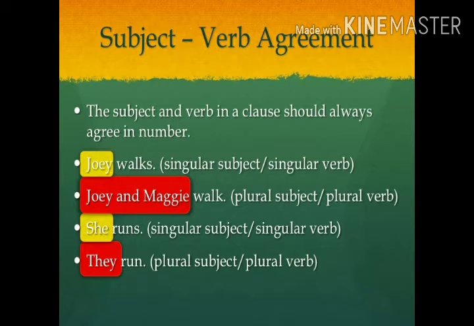She runs. She is a singular subject. So the singular verb will be runs. They ran. So they is the plural subject. So the verb will be plural. So it will be run.